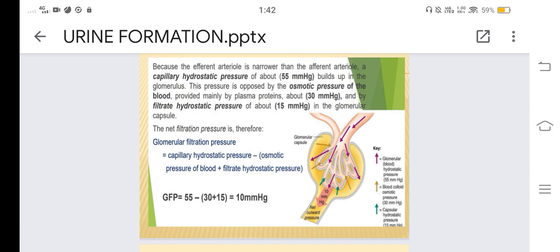The glomerular capsule is there. Glomerular blood hydrostatic pressure, represented by this rose color, is exerting into the glomerulus. Then the 10 mmHg. But blood colloid osmotic pressure acts upward. Then capsular hydrostatic pressure of 15 mmHg is also acting upward. Then the net outward pressure is 10 mmHg, which can be calculated by subtracting: capillary hydrostatic pressure minus osmotic pressure of blood plus filtrate hydrostatic pressure.